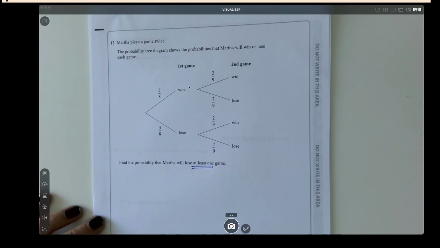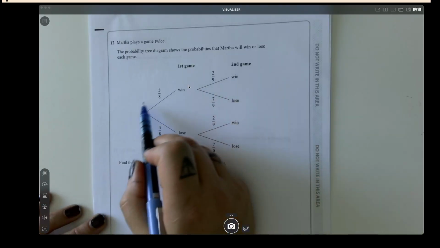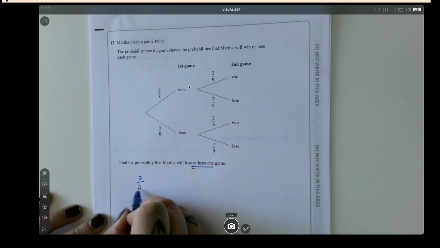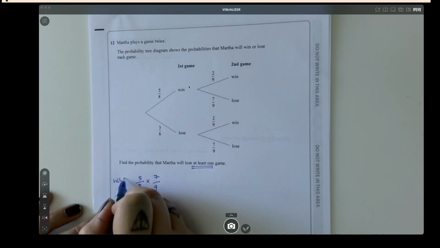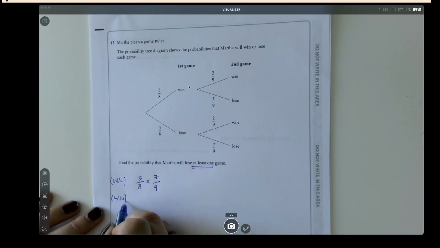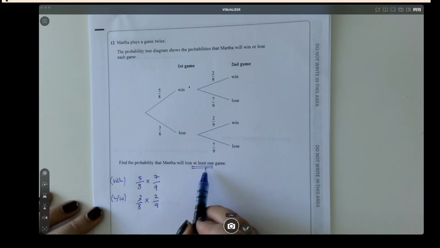So by losing at least one game, we're not interested in win-win because they haven't lost anyway, but we can win the first game, lose the second game. So win the first, lose the second. So this is win-lose. And then we could lose the first, win the second. That's 3/8 multiplied by 2/9. Or we could lose the first and lose the second, because it says at least one game, not just one game. So if we lost both games, it would be 3/8 multiplied by 7/9.